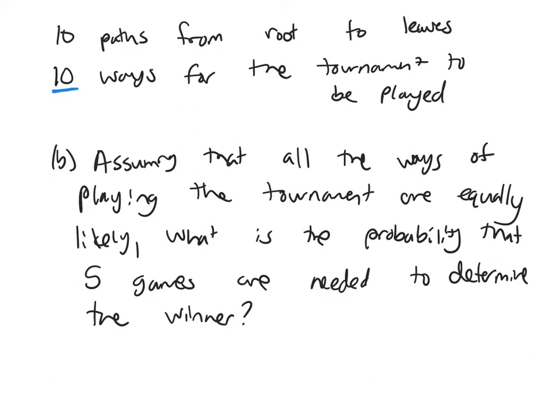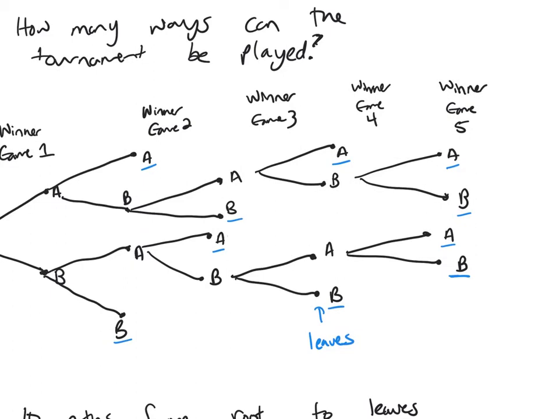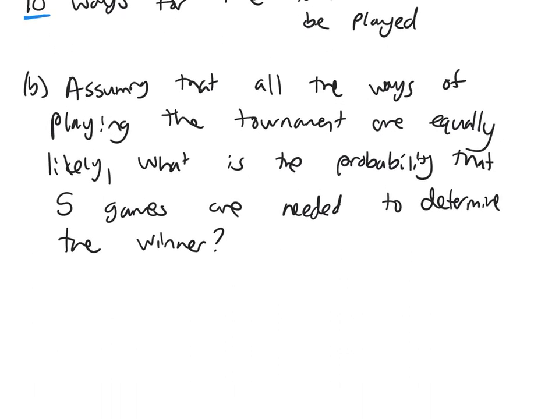So how many leaves did I have that ended in a 5th game? So let's look back at our possibility tree. If I look here, I had 1, 2, 3, 4 of them required a game 5. So we're going to use our probability formula from the last section. There were 4 that required 5 games, and then there were 10 ways in total, so 40%.